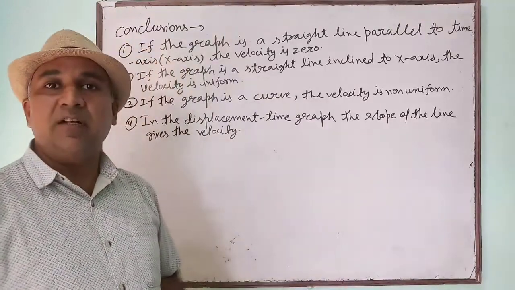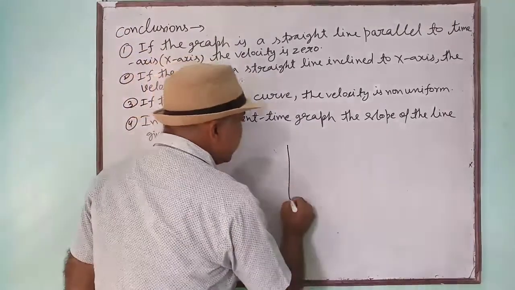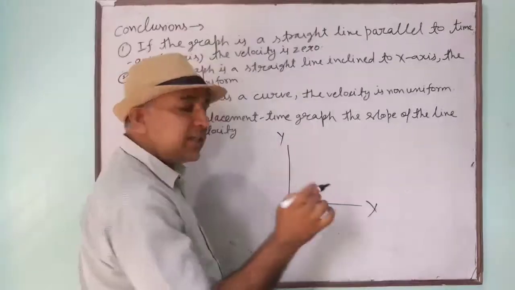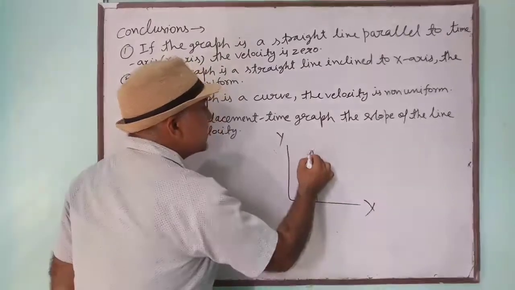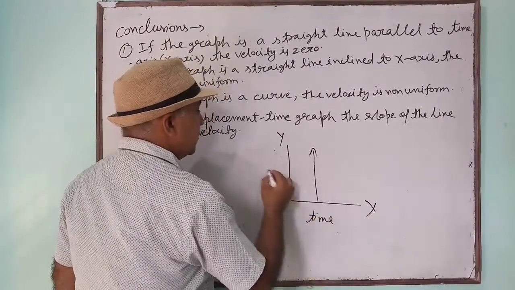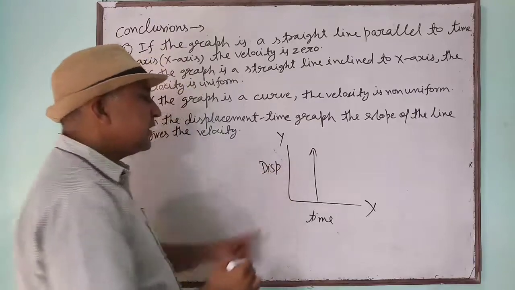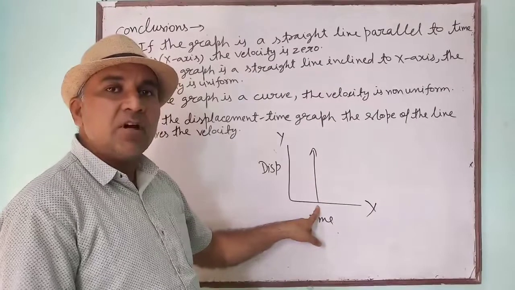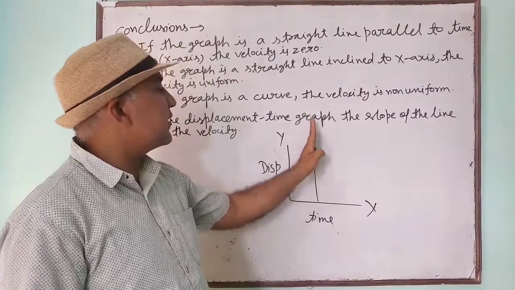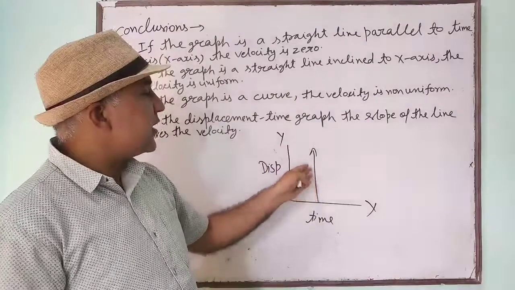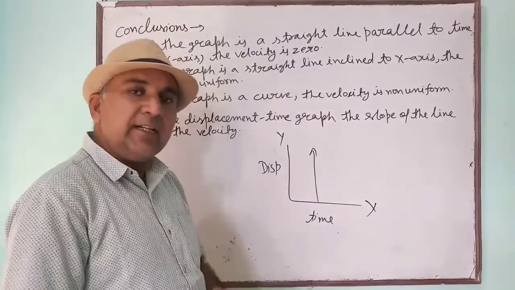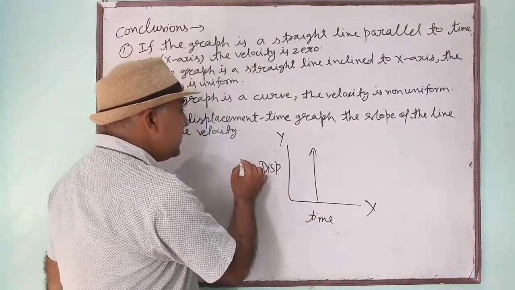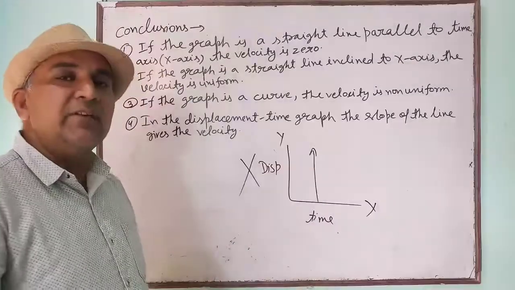Now one noted point, children. In the case of displacement time graph, we will never get a line parallel to y-axis. We will never get this situation, because the meaning of this is time is not increasing and the displacement is increasing to infinite. That means object is moving with infinite velocity and time is not increasing. This situation is not possible. That is why such type of graph will never be found.